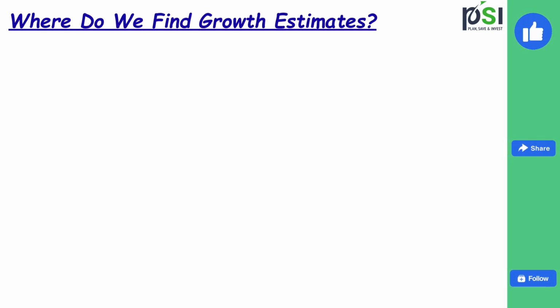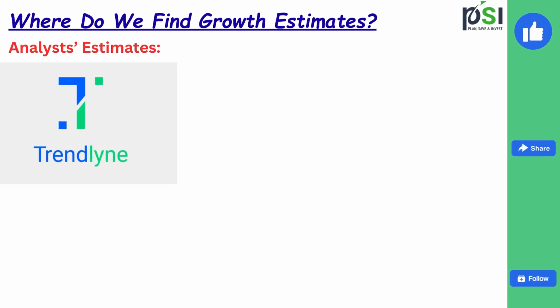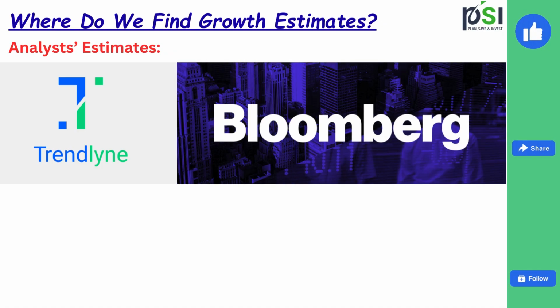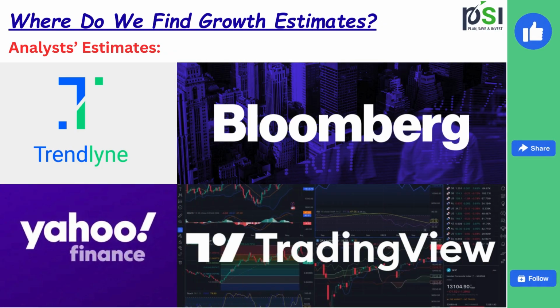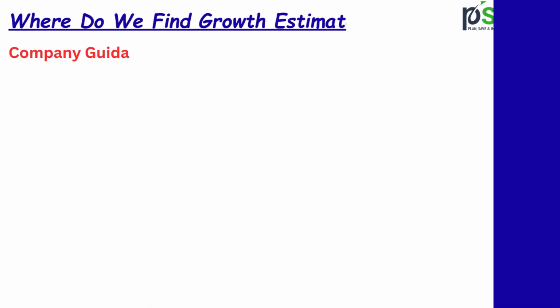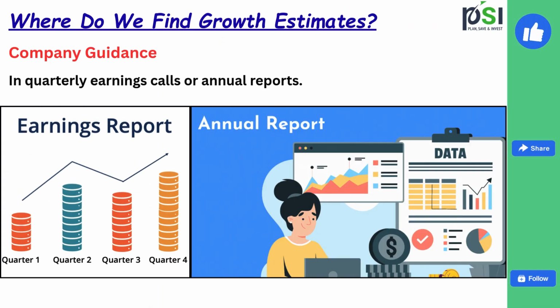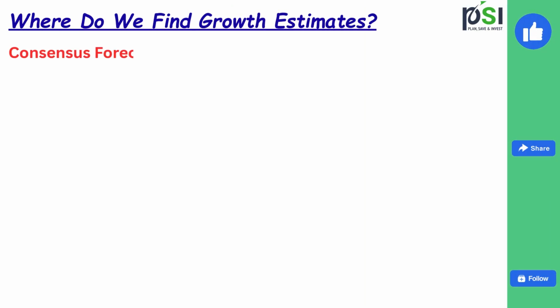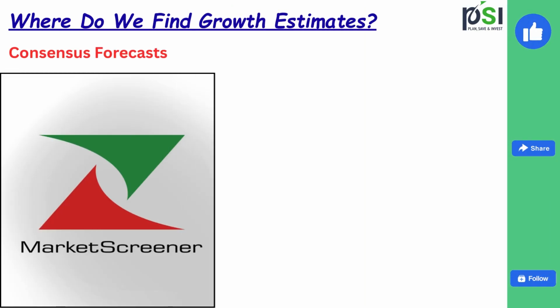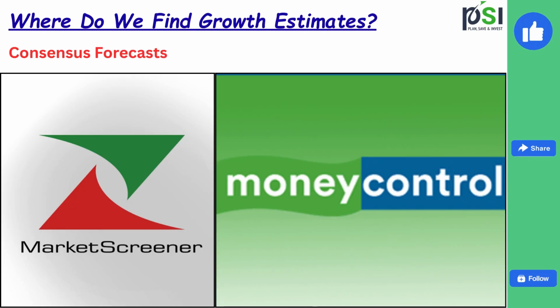Where do we find growth estimates? This is a very good question. Analyst estimates, you can find in Trendlyne, which is a good platform, Bloomberg, Yahoo Finance, TradingView as well. But Trendlyne is the best one for analyst estimates. Company guidance, you can get in quarterly earnings calls or annual reports, with estimates of growth rates. Consensus forecasts, you can get from Screener.in and Moneycontrol.